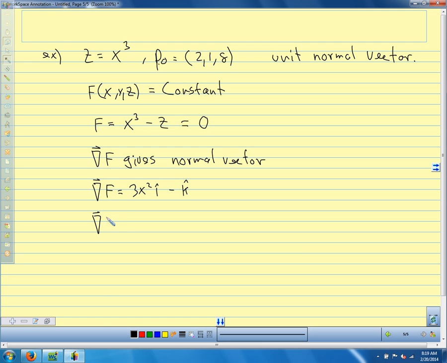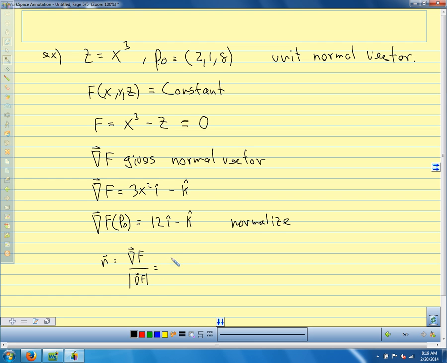So del f at p0 is going to be, when we plug this in, 12i minus k. And we want a unit normal vector, so what do we need to do with our normal vector? Divide by the magnitude, so we normalize it. So we divide by the square root of, what do we get, 145. So our unit normal vector n is going to be del f over the magnitude of del f.